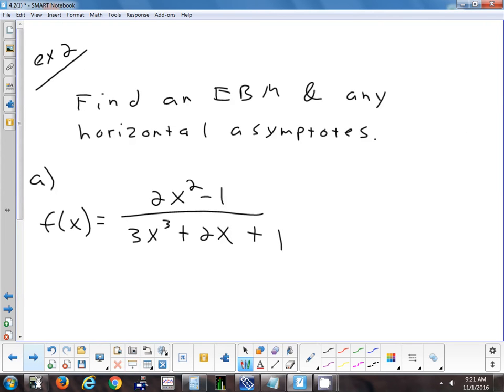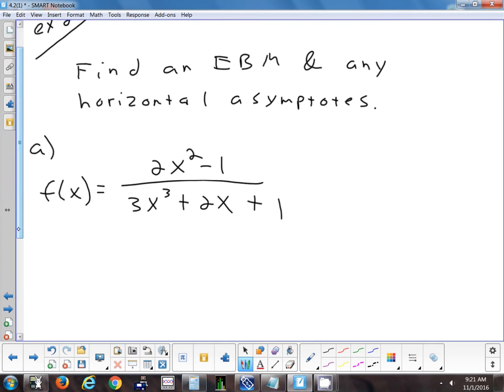All right, so let's find our end behavior model, and then we'll use it to get the horizontal asymptotes. And I'll show you how you use it. Okay, Hannah, what's the highest degree term in the top? 2. Can you tell me the whole term? Yeah, 2x to the second. And can you give me the whole term that has the highest degree in the bottom? 3x to the third.